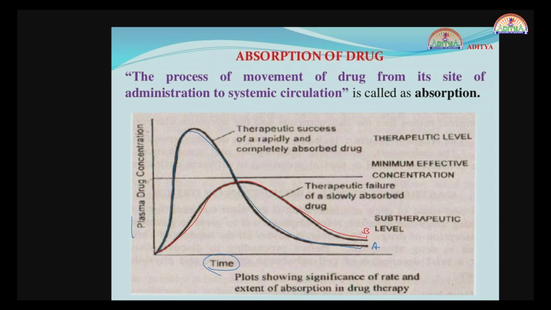So in the given plot, A will be showing the therapeutic effect, whereas B is not showing the therapeutic effect because its dose is less than the minimum effective concentration to be established in the plasma systemic circulation. So that's how we can compare. This is a bad formulation, B is bad and A is good. So your target should always be this good formulation where the dose is always above the minimum effective concentration.